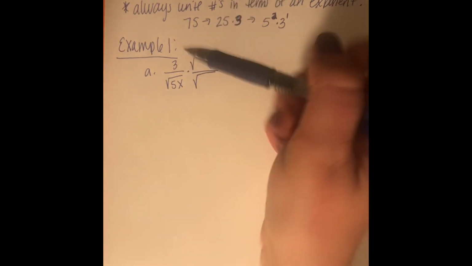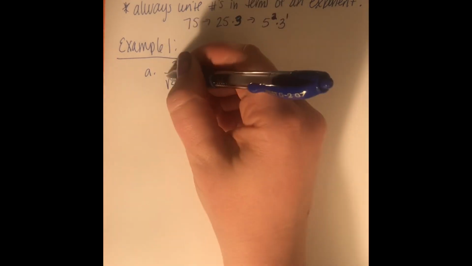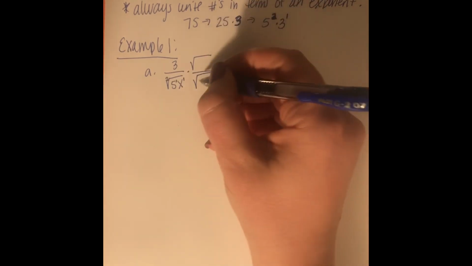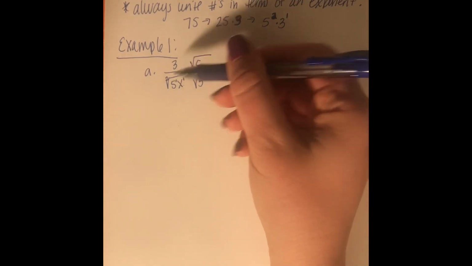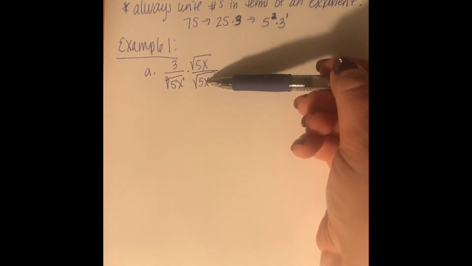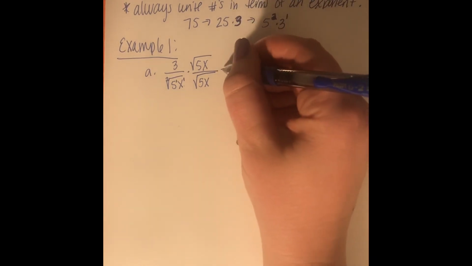So technically we have 1 5 and we have 1 x. Since we're taking this square root, how many more 5's do we need to make a group of 2? 1 more. How many more x's do we need to make a group of 2? 1 more. So technically when we multiply the numerator and denominator by the same thing, we're multiplying it by 1, so we're not changing anything.